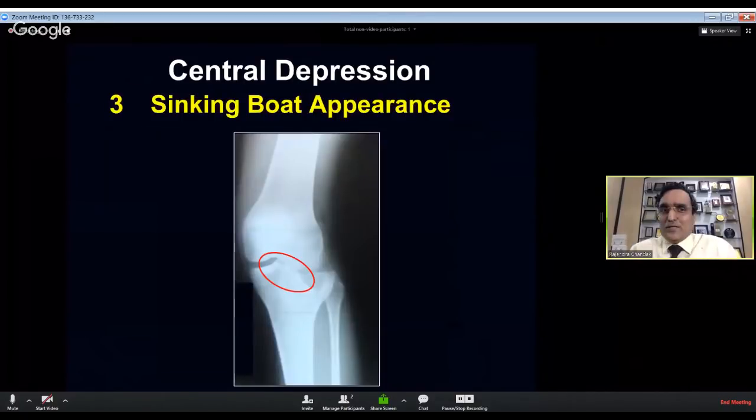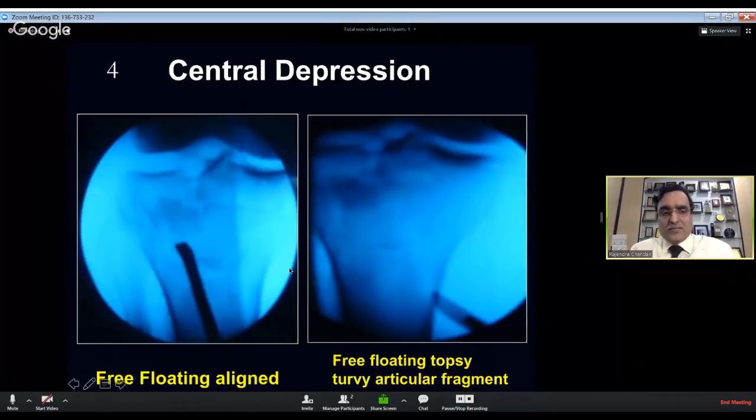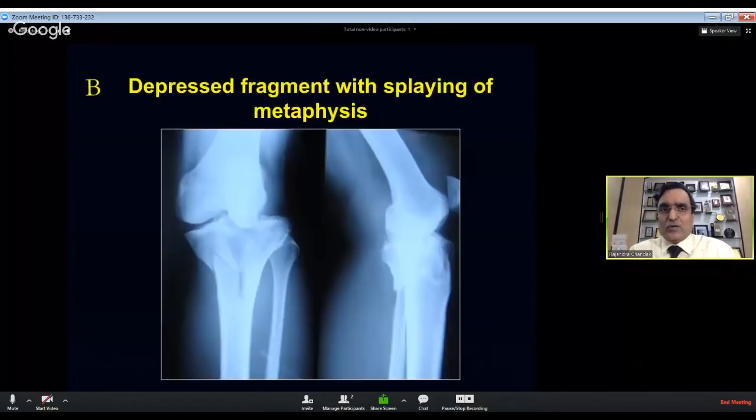The third in the central depression is the sinking boat appearance. It has a subtle difference from the falling roof appearance. What has happened here is the whole part is completely detached from the metaphysis, and this part goes higher up in the joint. This has lost its trabecular connection with the tibia here. And the fourth type is a free floating, either inline or a topsy turvy fragment. So these are the four major types of central depressions we notice in our tibial plateau fractures.